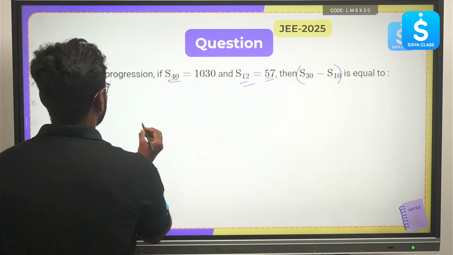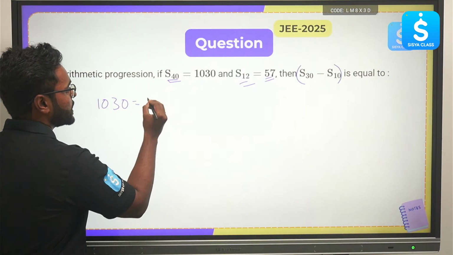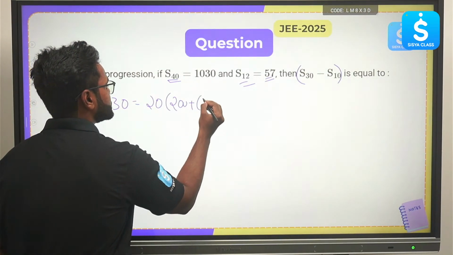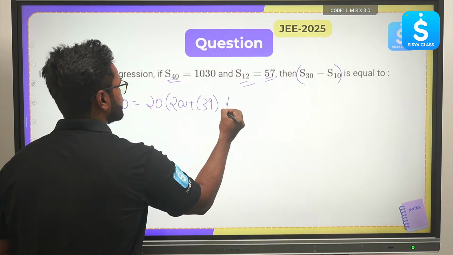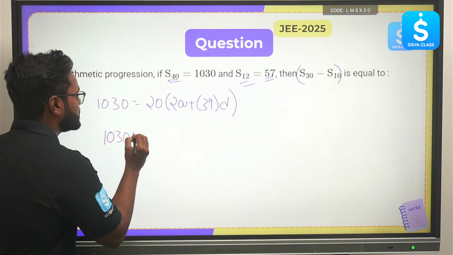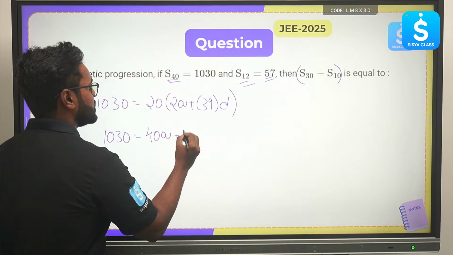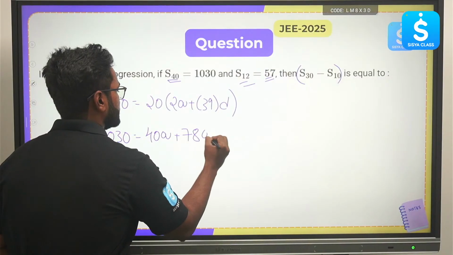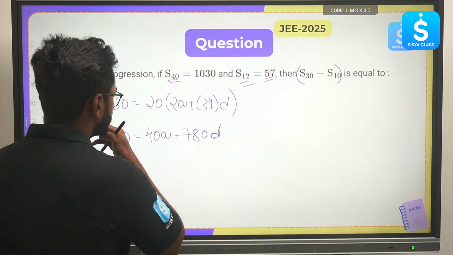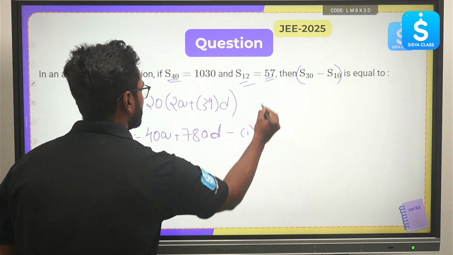Let us put the formula. 1030 is equal to n by 2, 40 by 2 is 20, into 2a plus n minus 1, 39d. Okay, let us try opening the brackets. 1030 is equal to 40a plus 39 into 20, it will be 780d. Right, it was 780d. Okay, we have got this equation. Let's keep it as 1.